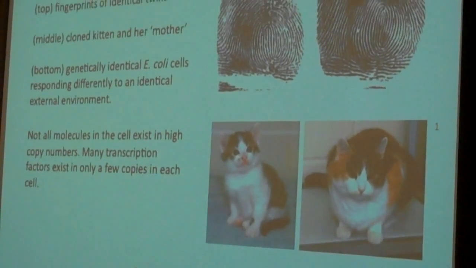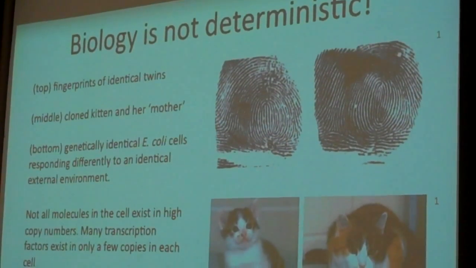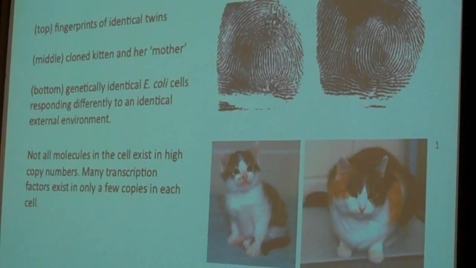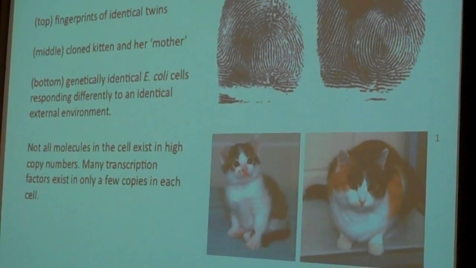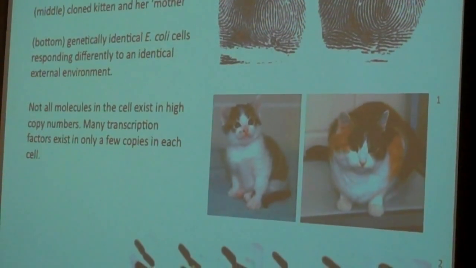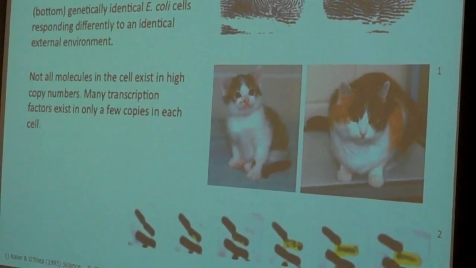The problem with this situation is that biology is not deterministic. These are just a couple of cute examples. These are fingerprints of identical twins. This is a kitten which was the clone of its mother. Clearly they're not the same. And finally, we have E. coli right here, genetically identical E. coli, subject to the identical environment, or as close as we can make it, behaving differently.